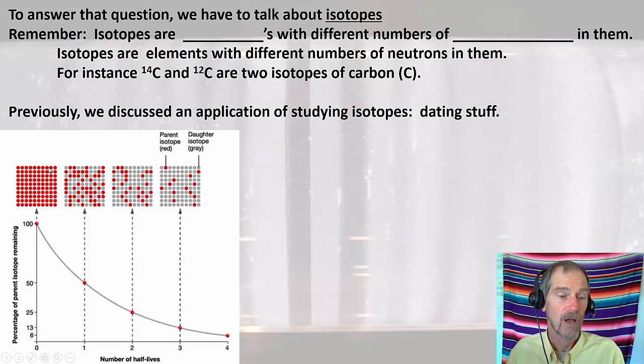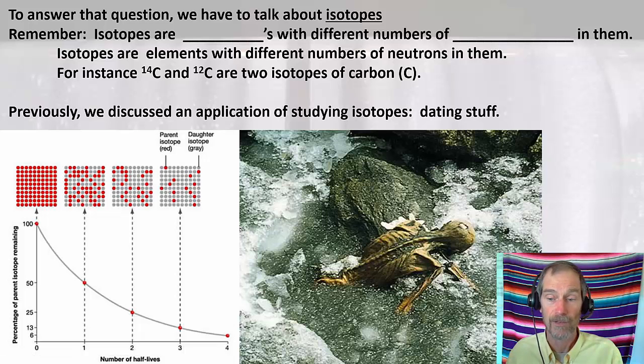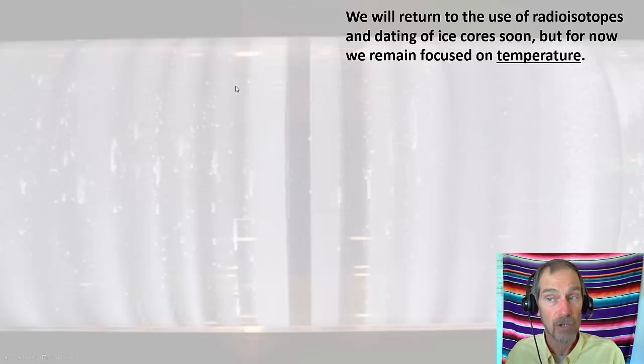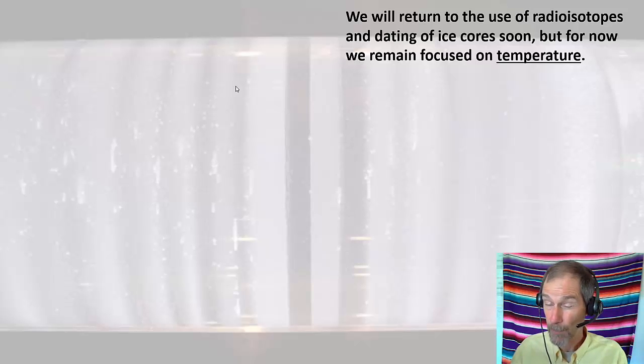Previously we discussed an application of studying isotopes for dating. We talked about the half-lives of isotopes: if you have a radioisotope, over time it decays, and over a certain length of time, half of it will decay, and then over another equal length of time, another half will decay. That's called the half-life. Radioisotopes are useful for dating decaying things, like this poor guy who died. We will return to the use of radioisotopes in dating ice cores soon, but for now we're going to remain focused on temperature. Remember, that was our question.